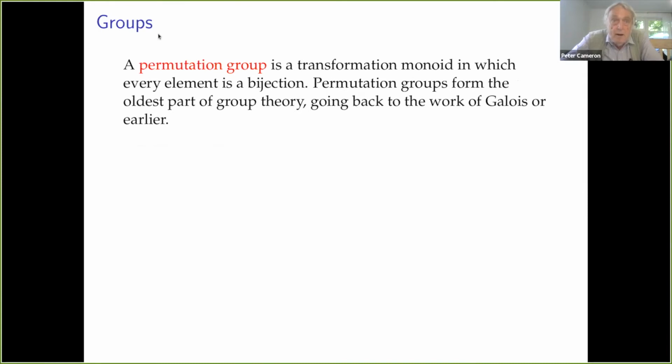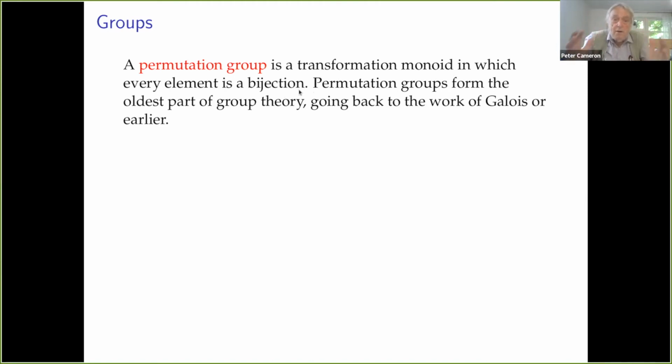So let me tell you a little bit about permutation groups. This may be familiar to some, but I'll give you what may be a slightly different take on the basics of permutation group theory. It's the oldest part of group theory, going back at least to Galois, probably to Lagrange if you really want to. But so a permutation group, from what I've said so far, I can define to be a transformation monoid in which every element, every mapping, is a bijection. So a transformation monoid where all the mappings are bijections.